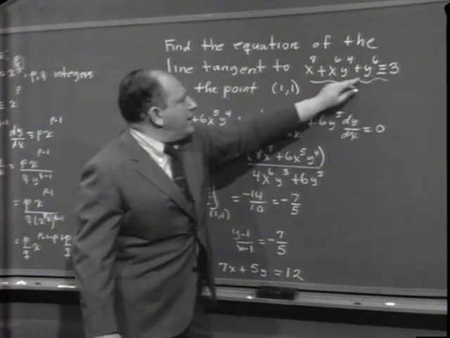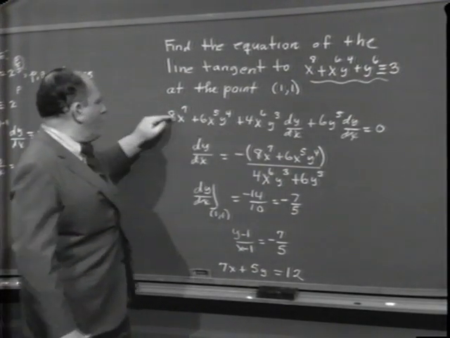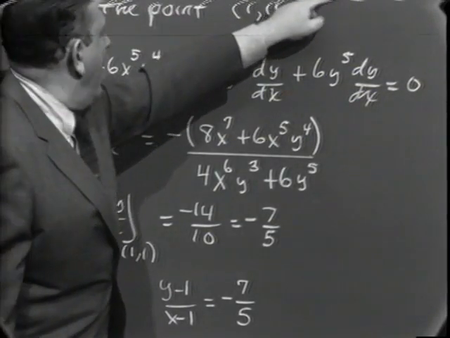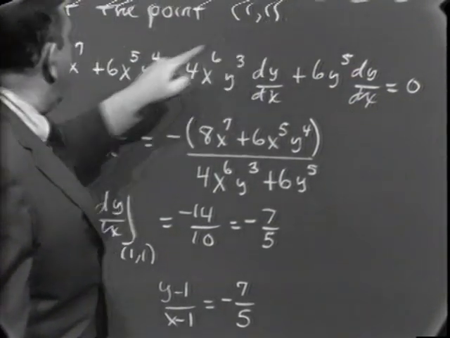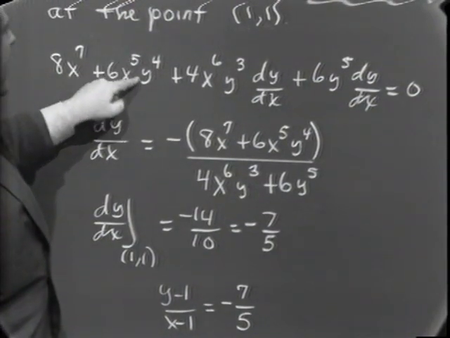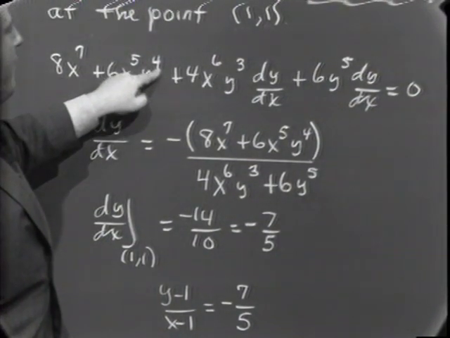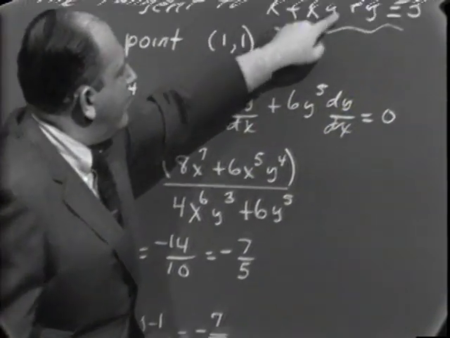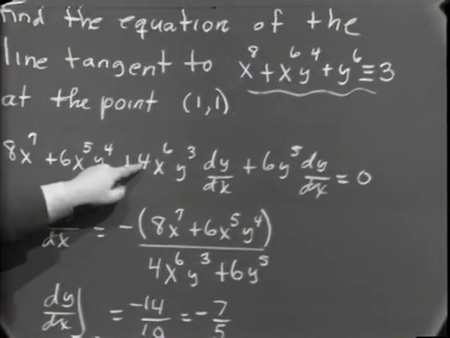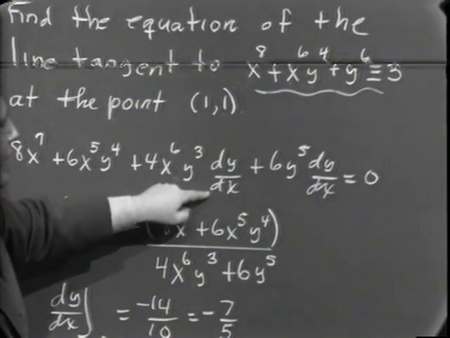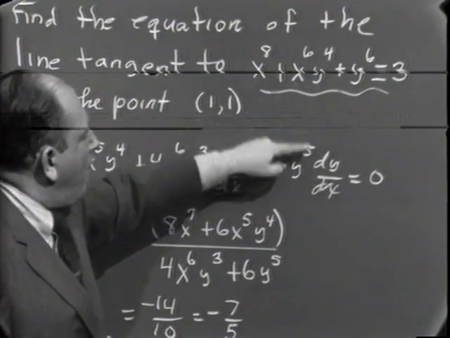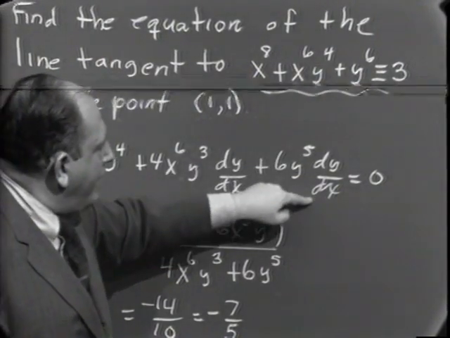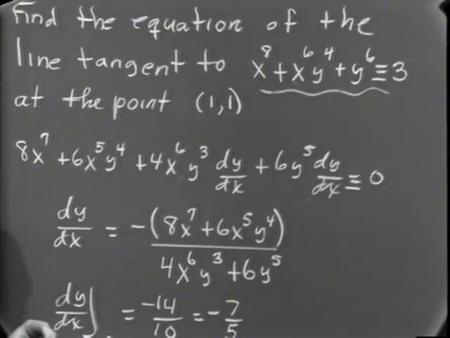Namely, to differentiate the left-hand side with respect to x, we get what? 8x to the 7th plus what? The derivative of x to the 6th, which is 6x to the 5th, times the second factor, which is y to the 4th, plus the first factor, which is x to the 6th, times the derivative of y to the 4th with respect to x, that's 4y cubed dy/dx, plus the derivative of y to the 6th with respect to x, which is 6y to the 5th dy/dx. That must be identically 0.